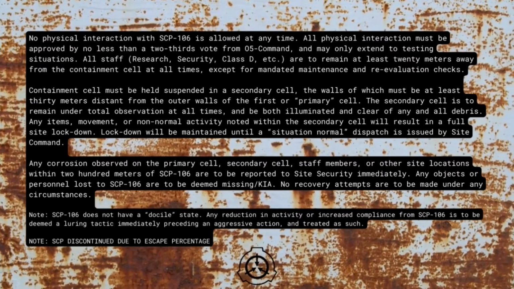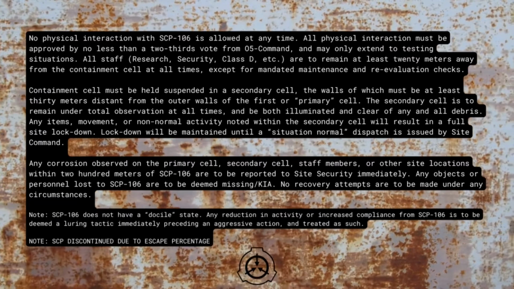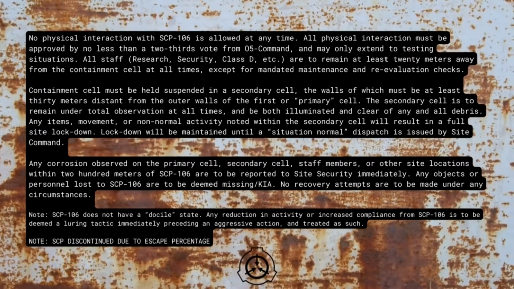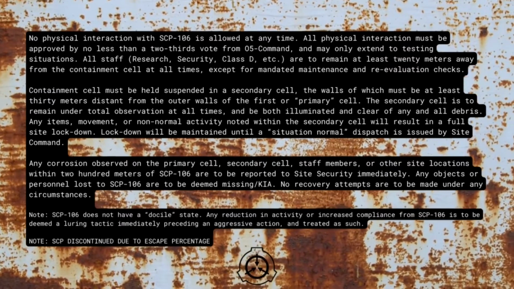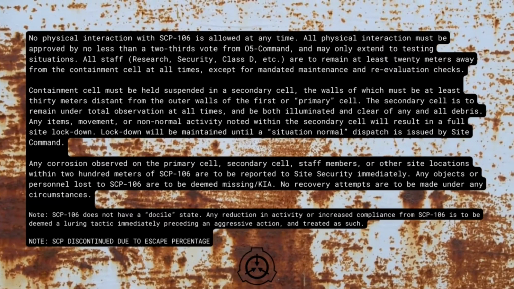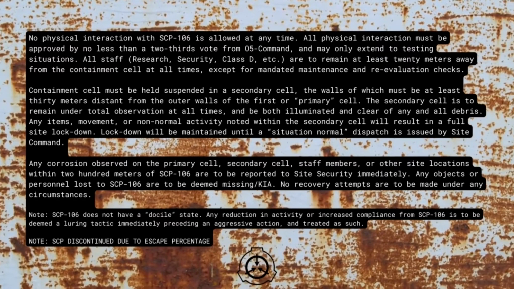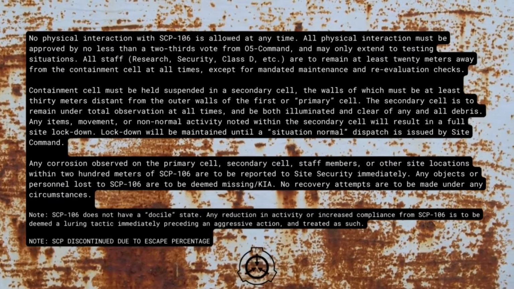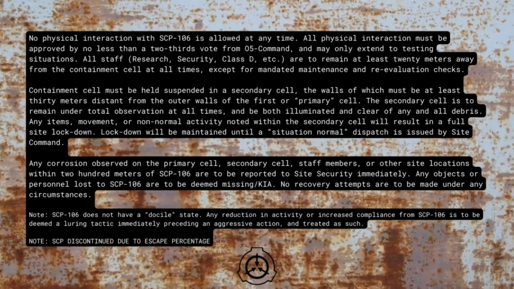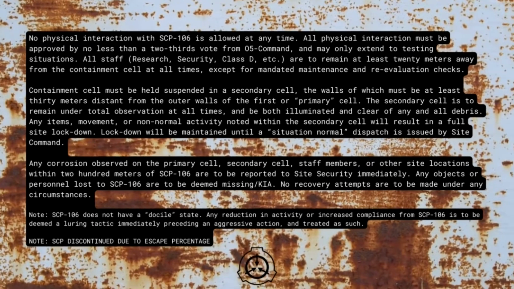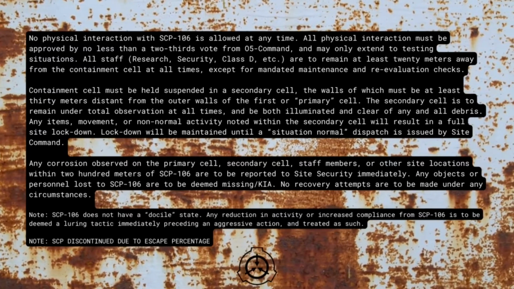Any corrosion observed on the primary cell, secondary cell, staff members, or other site locations within 200 meters of SCP-106 are to be reported to site security immediately. Any objects or personnel lost to SCP-106 are to be deemed missing/killed in action. No recovery attempts are to be made under any circumstances.